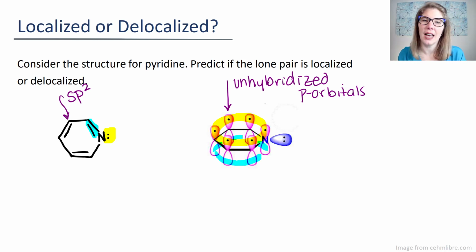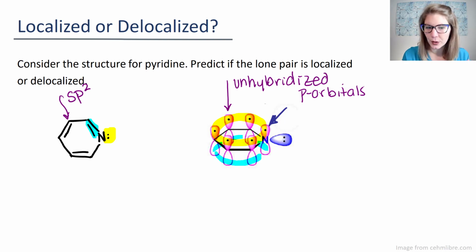Now let's focus on the lone pair. The lone pair cannot be in one of the p orbitals. Because the nitrogen is involved in a double bond, the double bond is using the p orbitals to be created. So this p orbital right here, that's being used to create the nitrogen-carbon double bond.